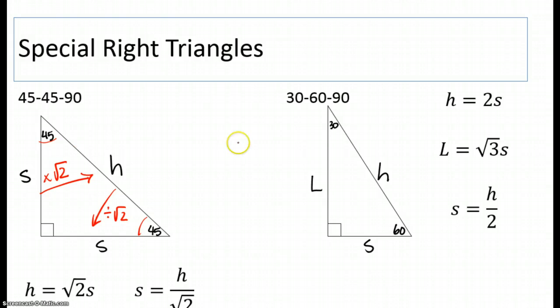Okay, our other special triangle we have is a 30, 60, 90. Notice that I already have them labeled as L, S, and H. S stands for the short side.